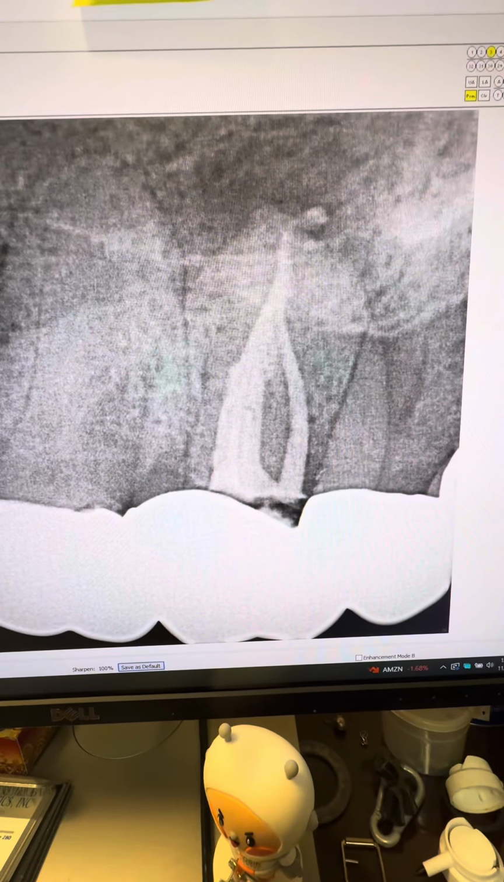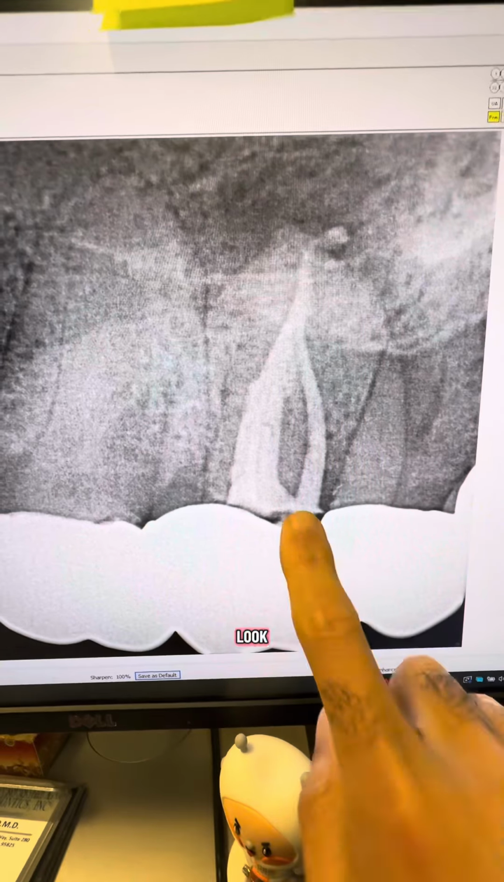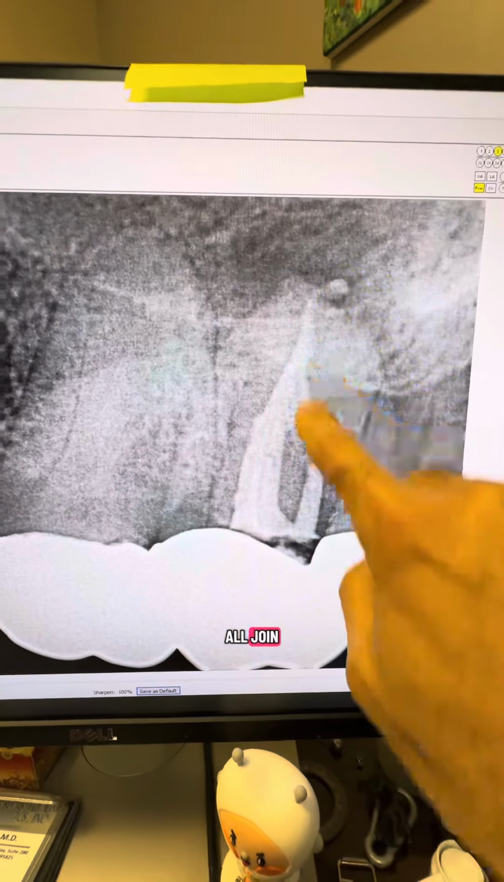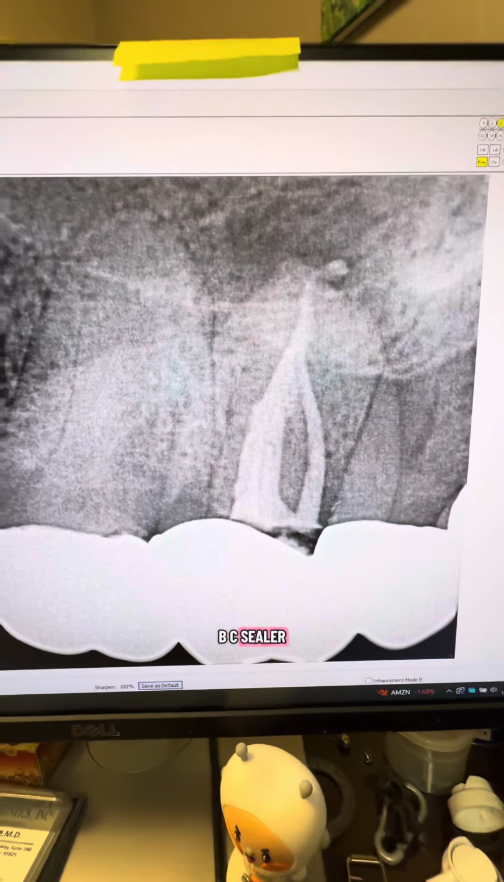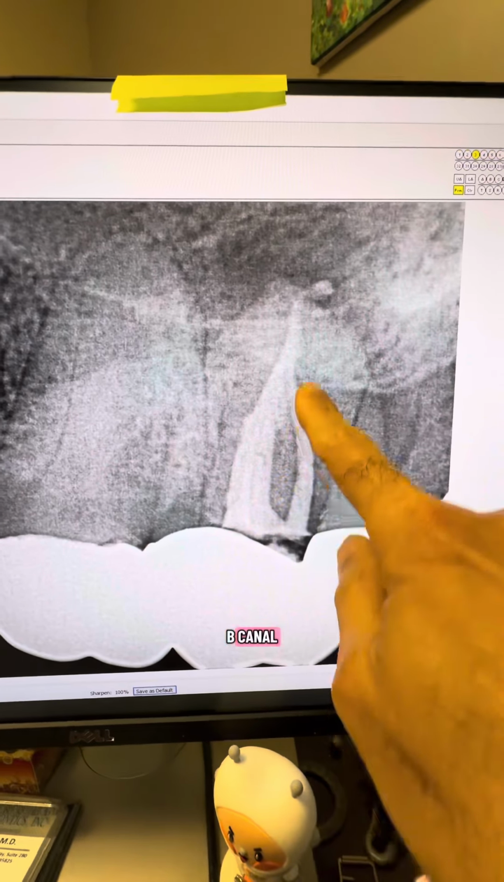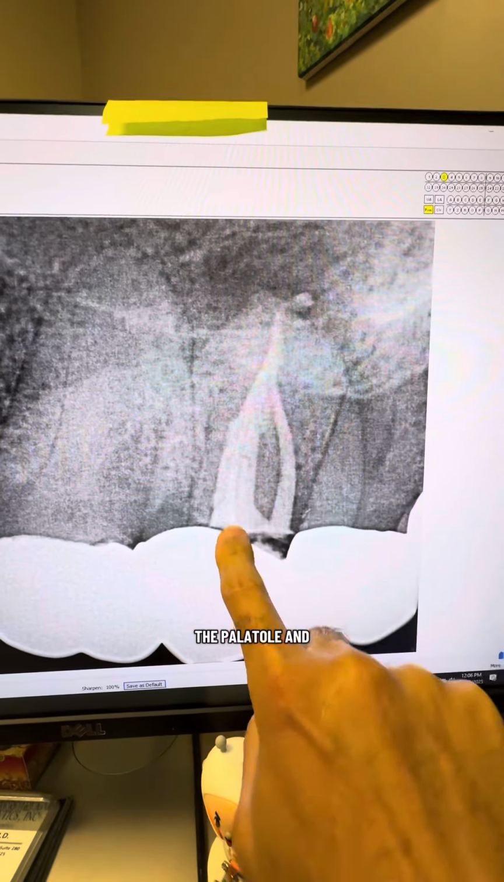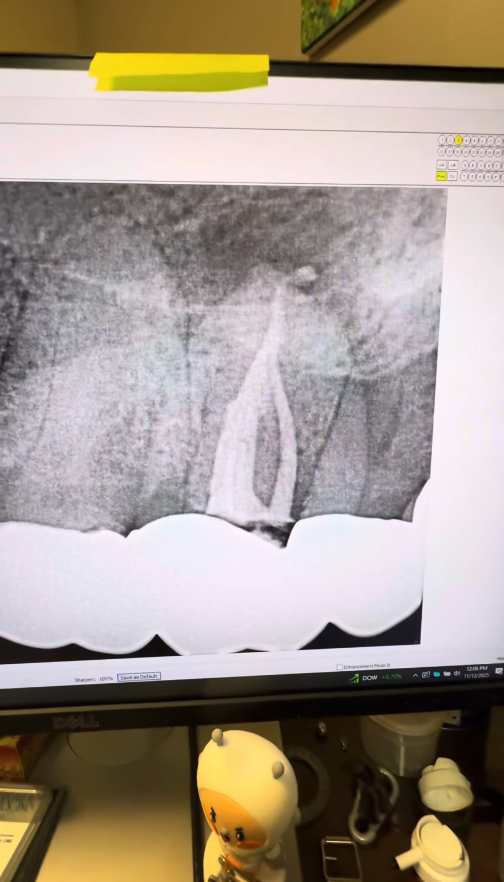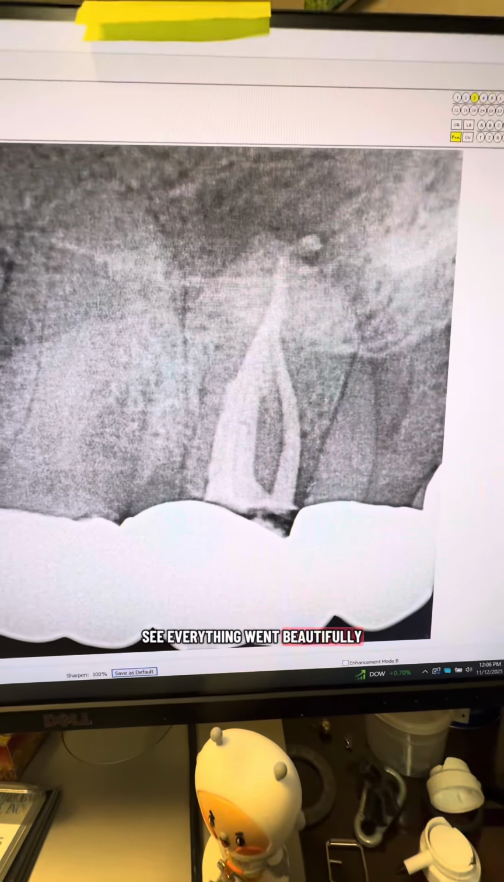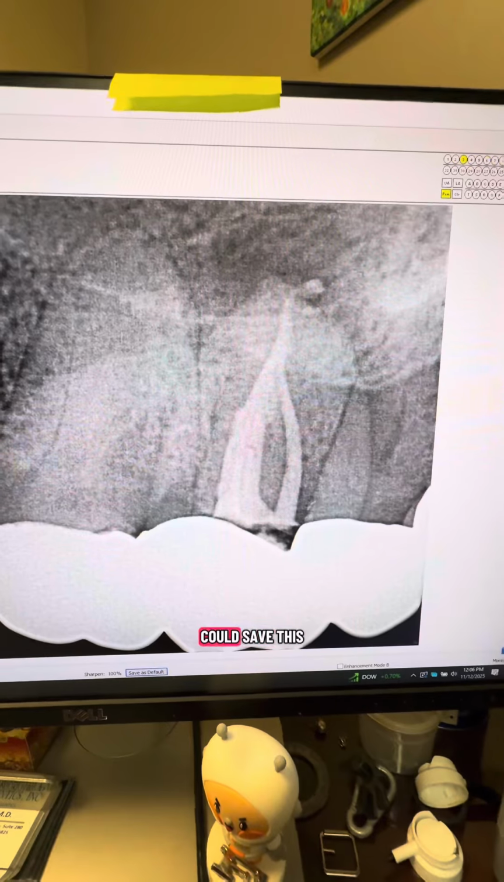It's a post-op, so take a look. C-shaped. They all join. So when I was putting the BC sealer in the MB canal, it filled the other canals as well, the palatal and the distobuccal canals. As you can see, everything went beautifully. She was so happy that we could save this tooth for her.